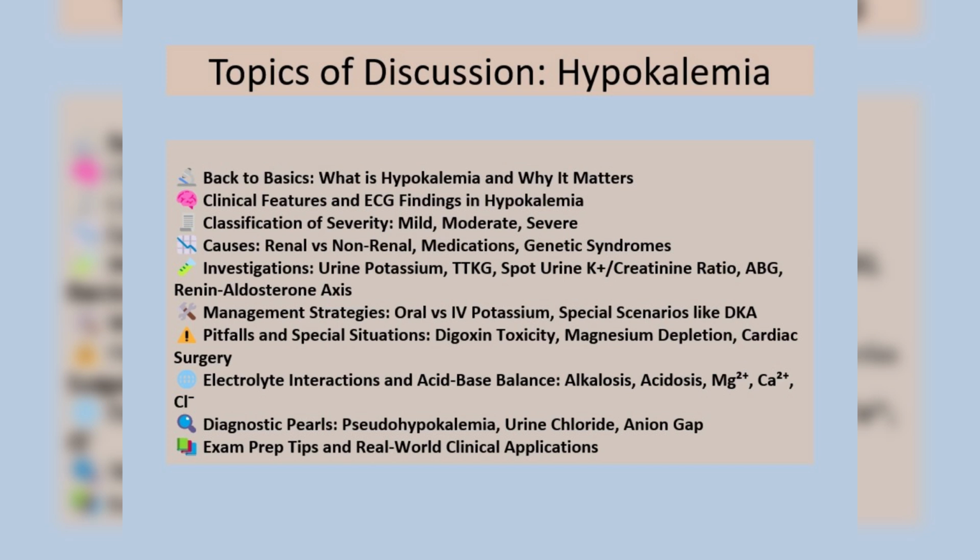And then mastering the investigations is key. Urine potassium, TTKG, renin, aldosterone, those are your diagnostic weapons. Oh yeah, got to know when to use them and how to interpret them. Exactly. And then treatment. It's not just about giving potassium, it's about understanding the underlying cause and tailoring your approach. Like in DKA, where you have to be so careful. Right, and don't forget about those other electrolytes and the acid-base status. They're all interconnected. It's like a complex web. It is. But once you start to see the connections, it all starts to make sense.